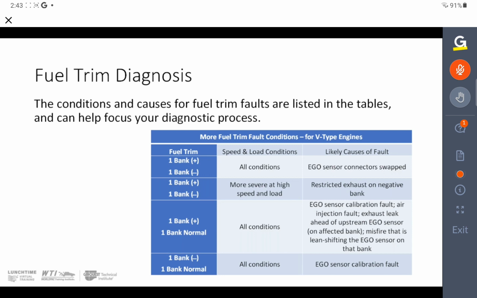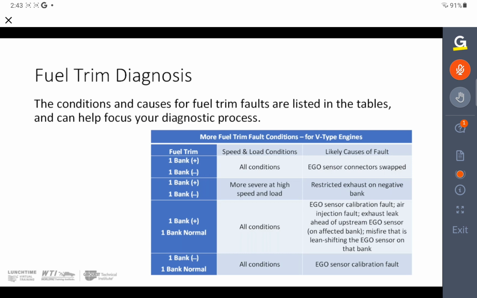More fuel trim conditions and possible faults. If you have one bank that is positive and one bank is negative under all load and RPM conditions, you're probably dealing with an exhaust gas sensor issue. Possibly the connectors are swapped or something like that. If you're dealing with one bank being positive and one bank being negative, and it's more severe at high speeds and high loads, you're probably dealing with a restricted exhaust.